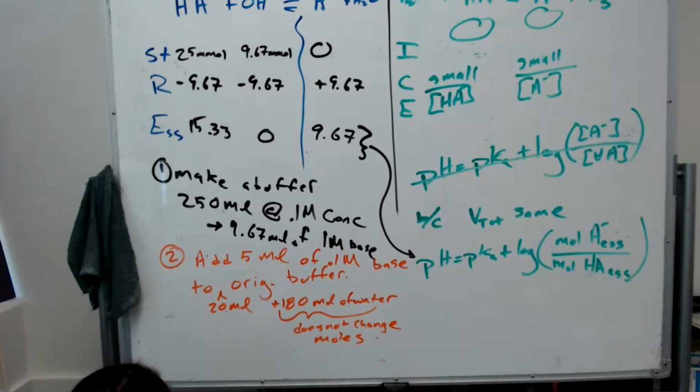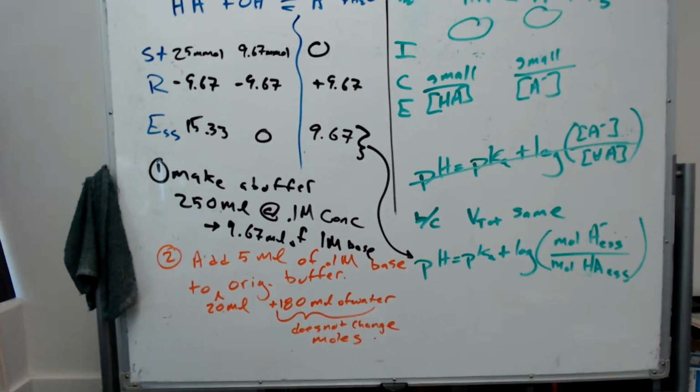Remember, since everything we're doing is essentially stoichiometry, adding water doesn't change our stoichiometry. Yes? Really quickly, going back to step 1, the pH that we calculated there, is that the measured pH of the original buffer? That should be the measured pH of the original buffer.